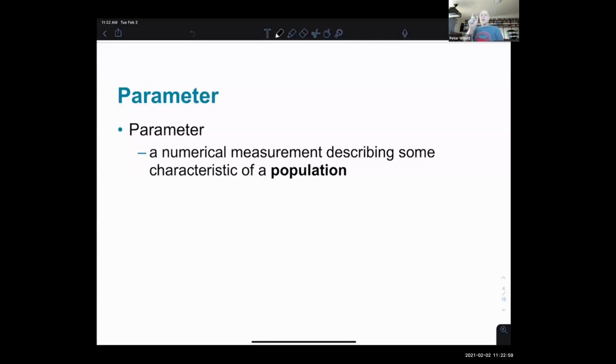Now, that is something that can be measured about a population. For example, that would be a different kind of data. We're going to see soon that the name for that is nominal or even categorical, that there are other ways to describe data that are not numbers. But do notice that the definition here does say a numerical measurement describing some characteristic of a population.